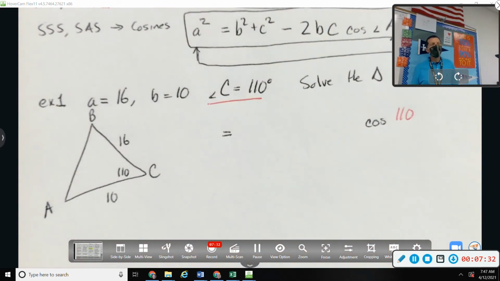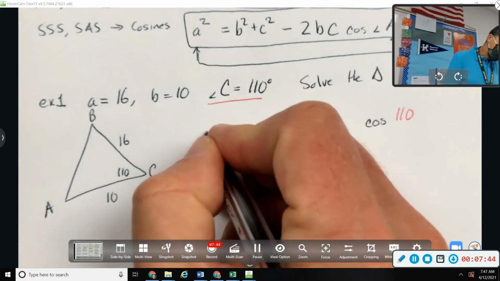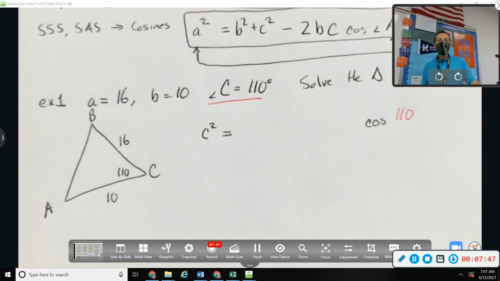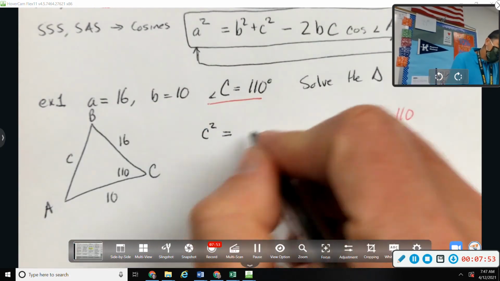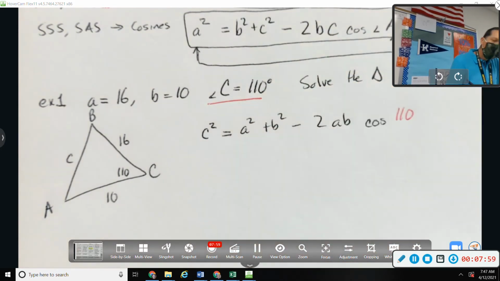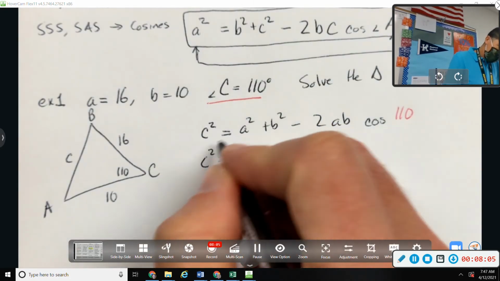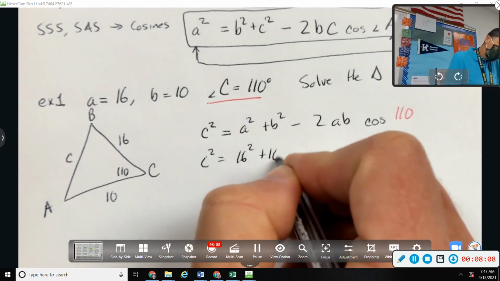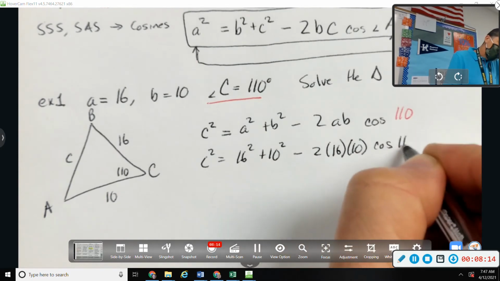So again, rather than have three different formulas memorized, it's more like you know the shape, the format of the formula. So if 110's over here, then side C's got to be over here. And the other two sides are in the middle here, a squared plus b squared minus 2ab. But we know a and b, so this isn't too bad. So c squared equals 16 squared plus 10 squared minus 2 times 16 times 10 times cosine of 110.